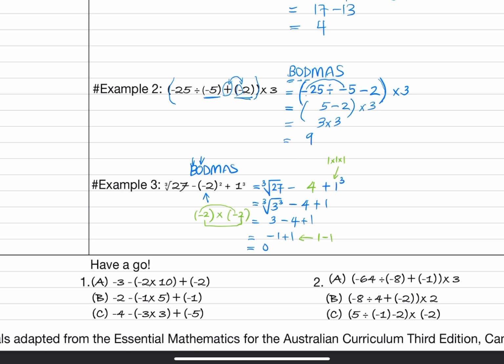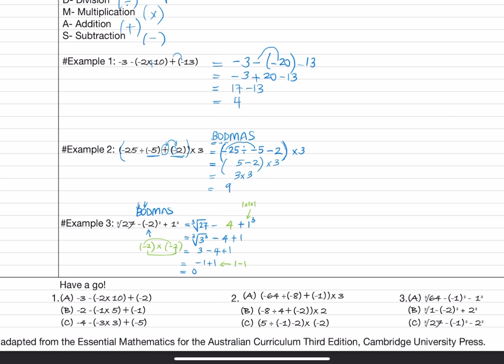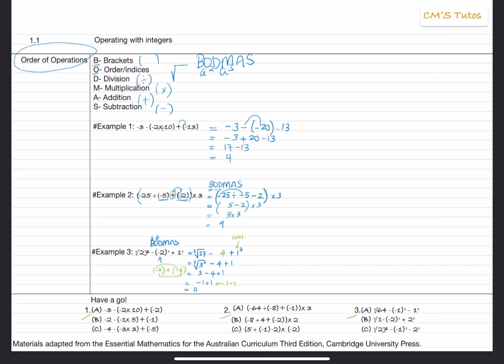Now, I want you to have a go at other questions. We've got 1, 2, and 3. All of these materials are adapted from the Essential Mathematics for the Australian Curriculum, 3rd edition, Cambridge University Press. If you want to look at more examples, you can refer to that book. Otherwise, you can have a go at these questions I have chosen, and I have modified them.